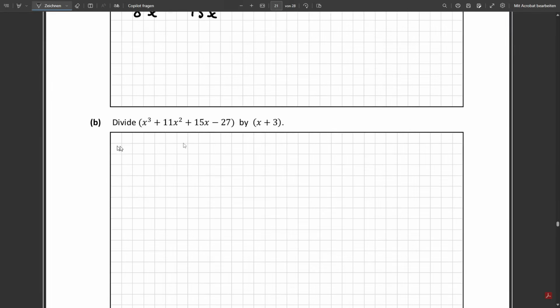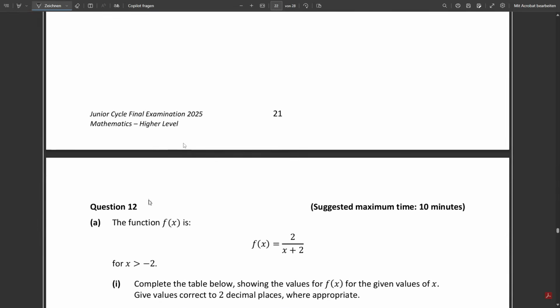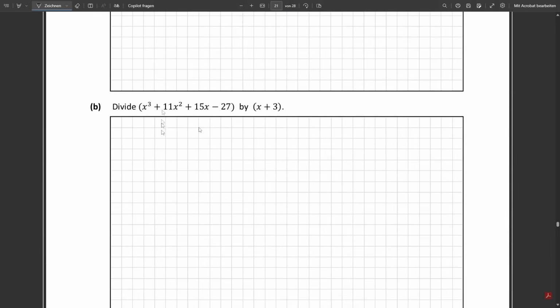We're asked to do long division here. I'm guessing that most people will probably do it this way. I don't really like doing it this way, but I'll do it this way, and I'll say the way that I prefer to do it. So we'll have x cubed plus 11x squared plus 15x minus 27. So we'll get x squared when we divide x into x cubed, because x squared multiplied by x gives us x cubed, and they're opposites.